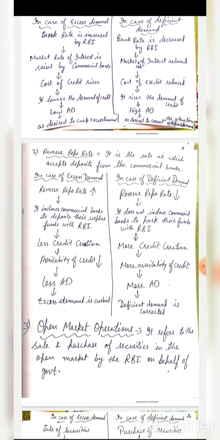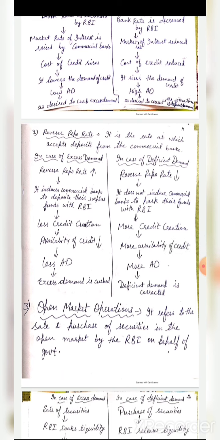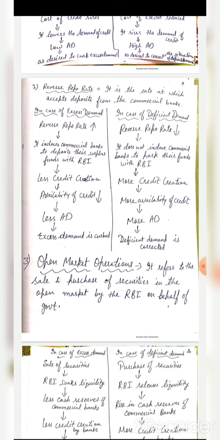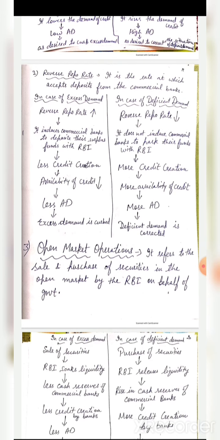Listen, reverse repo rate is the rate at which RBI accepts deposits from the commercial banks. If commercial banks have some surplus money, then they can deposit it with the RBI, and RBI will pay interest to the commercial banks. If reverse repo rate is high, then commercial banks will deposit more money with the RBI. Then they will supply less money to the public. There will be less credit creation, availability of credit will be low, AD will be low, and excess demand can be corrected.